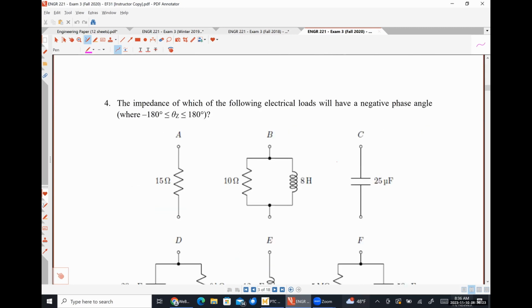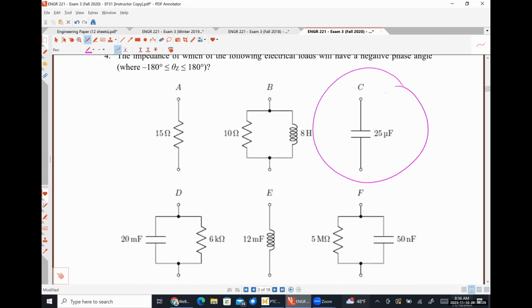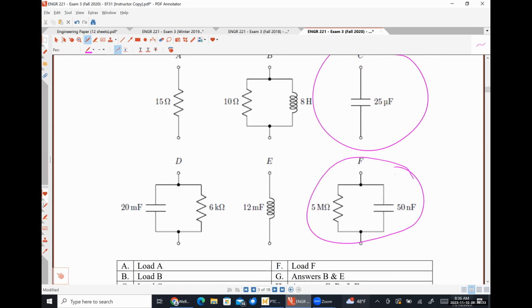All right, so which of the loads will have a negative phase angle? This one, its phase angle is negative 90. This one, its phase angle is between 0 and negative 90. And this one, whose phase angle is also between 0 and negative 90. Effectively, it has to have a capacitor if the phase angle is negative.